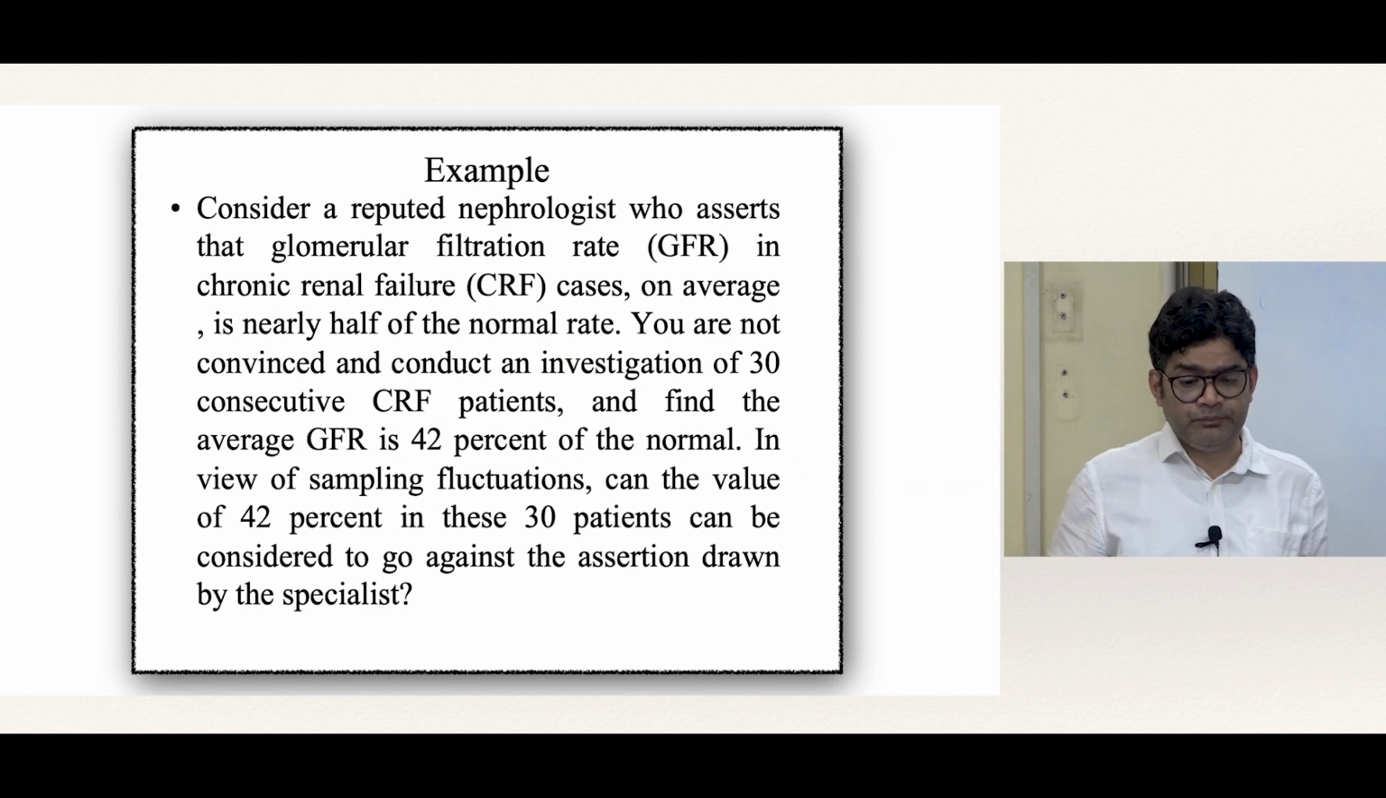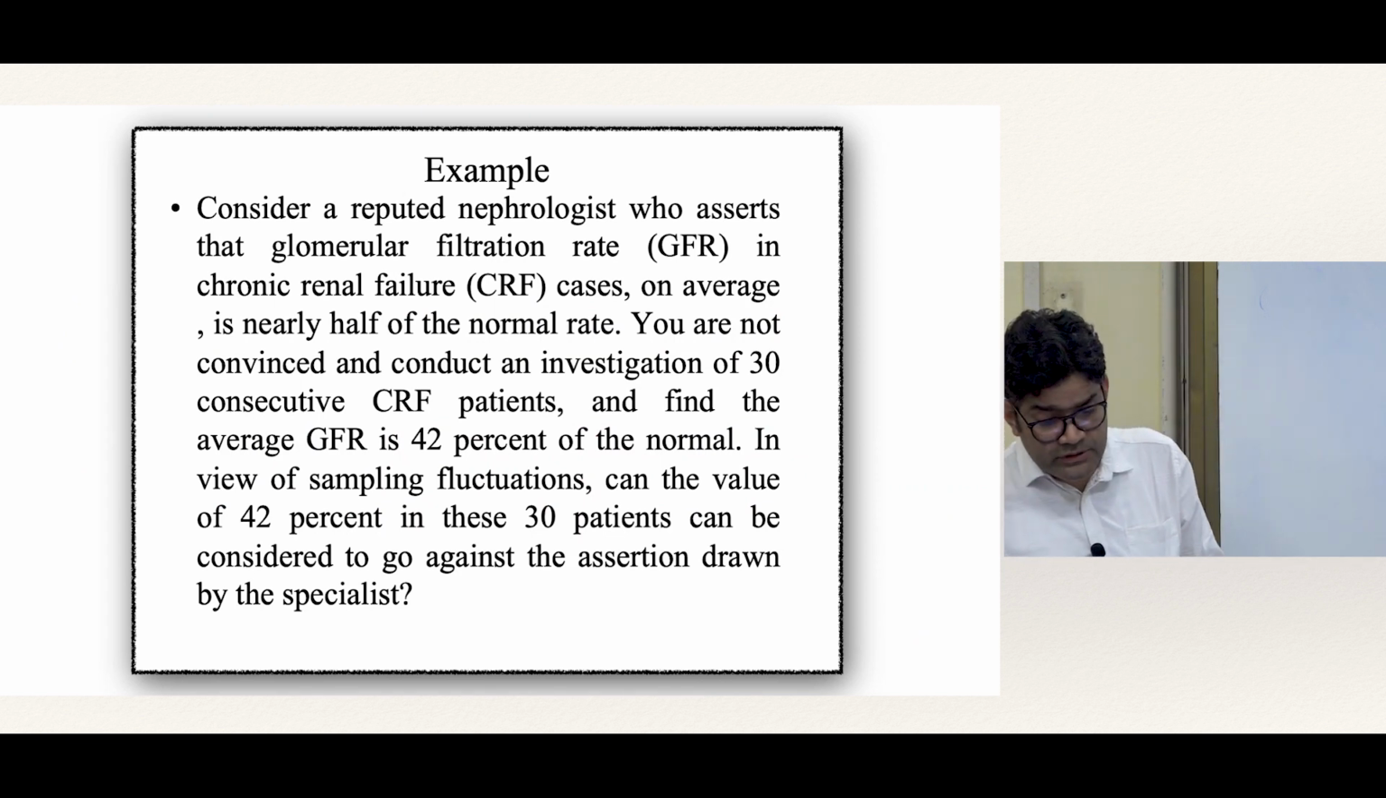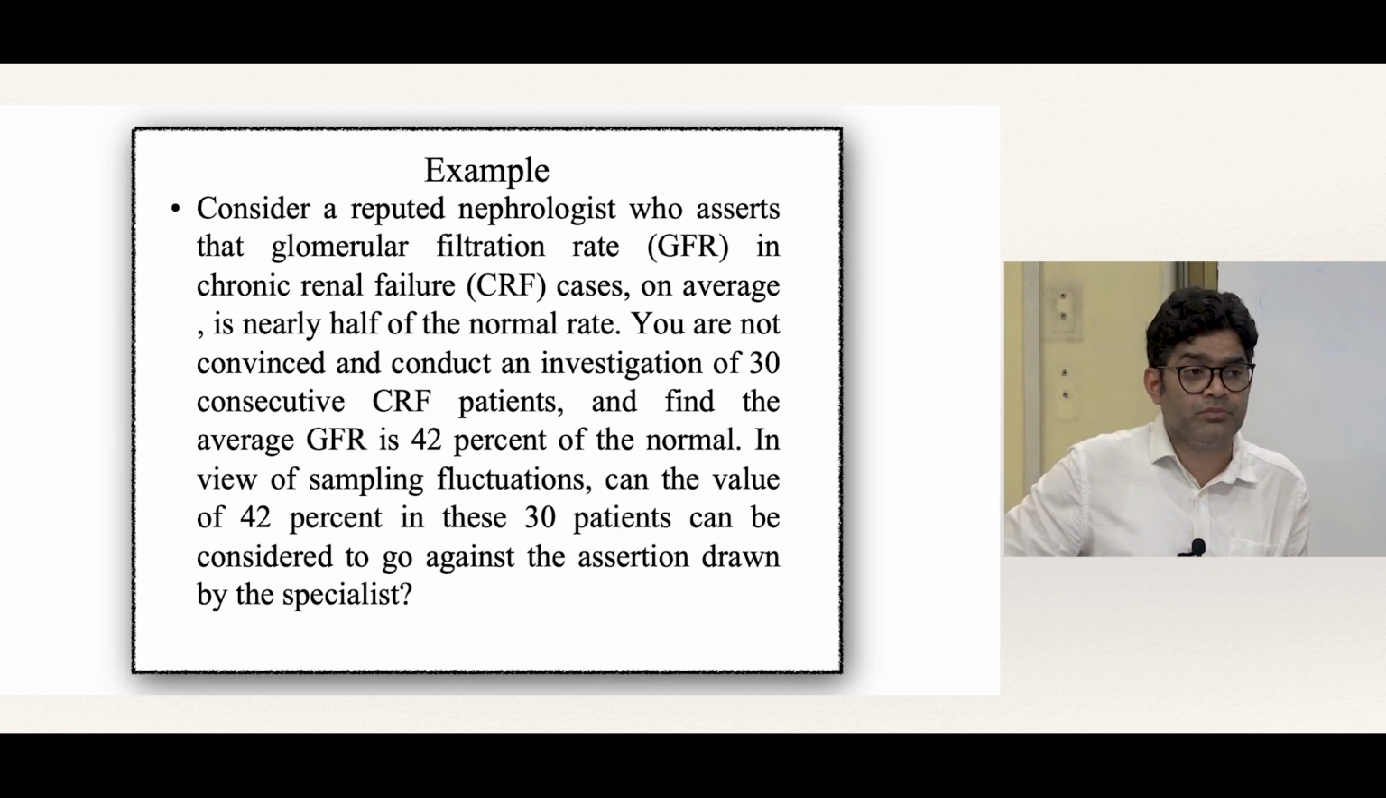This is an example. Consider a reputed nephrologist who asserts that the GFR rate in chronic renal failure cases, on an average, is nearly half of the normal rate. You are not convinced and conduct an investigation of 30 consecutive CRF patients and find that the average GFR is 42% of the normal. In view of sampling fluctuation, can the value of 42% in these 30 patients be considered to go against the assertion drawn by the specialist? What do you feel?